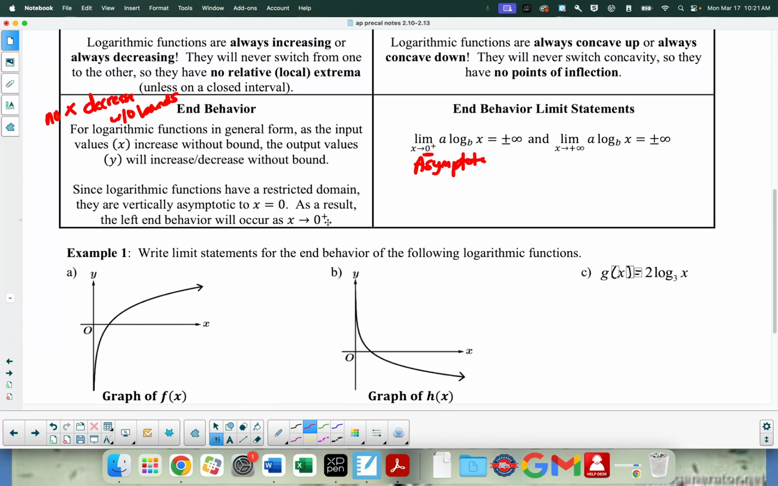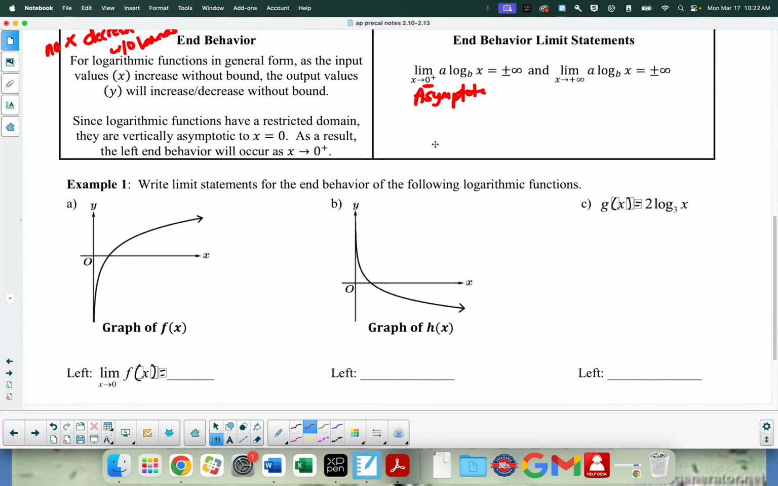So you do need to actually put down that little plus to get full credit for a limit statement for an end behavior, because you'll always be approaching it going towards the right, never from the left. You can't. It's an asymptote. So let's practice some.